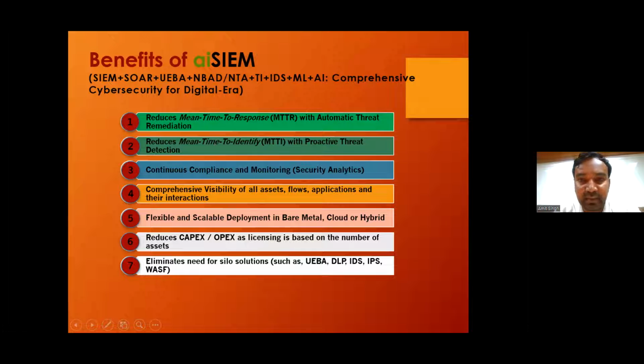and have an automated response. The benefits of this software are that it will reduce the mean time to respond to the threat which we are facing, and it will reduce the mean time to identify. It also provides continuous compliance and monitoring, and it is very flexible and scalable. According to your needs and your organization structure, you can design this software.